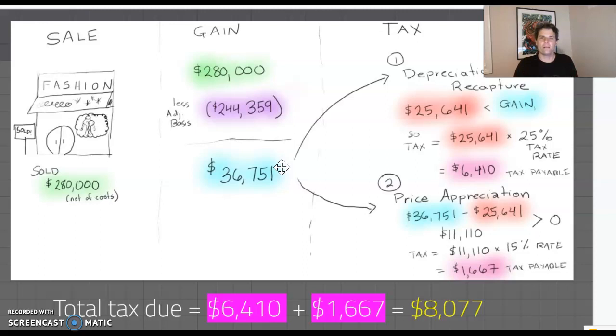Now I get to play this fun game where I have two marginal tax rates. So what's the tax I owe? Well, I first have to account for the 25% tax rate, which is the recapture of depreciation taken over the life of the asset. So this is where the IRS is clawing back depreciation that never actually occurred in the market.